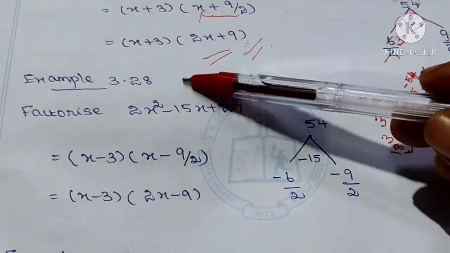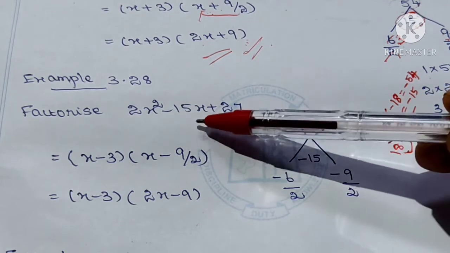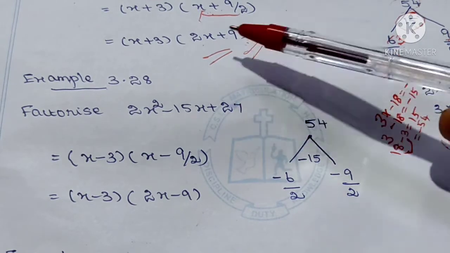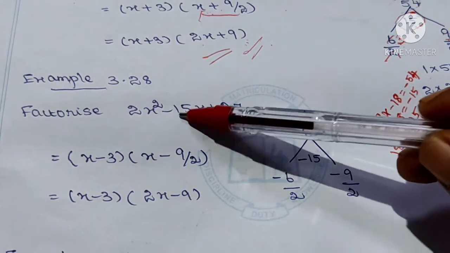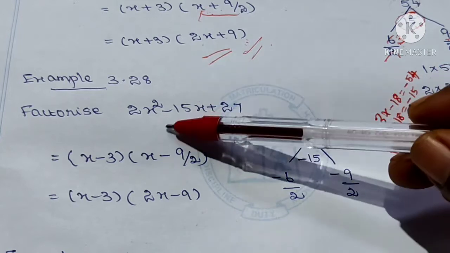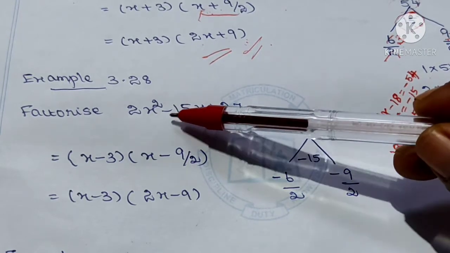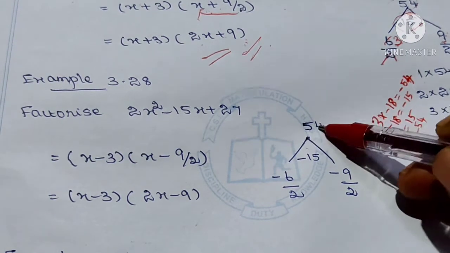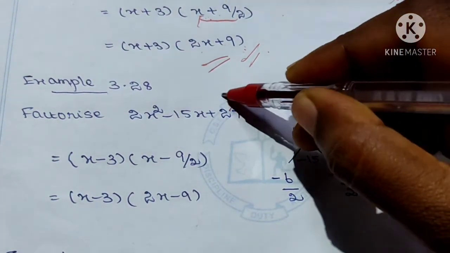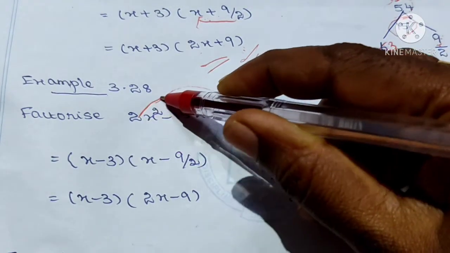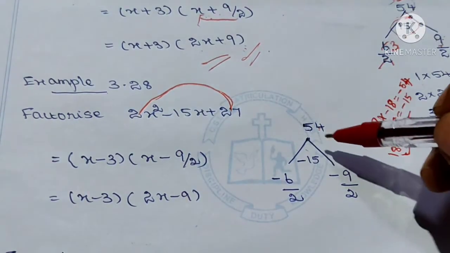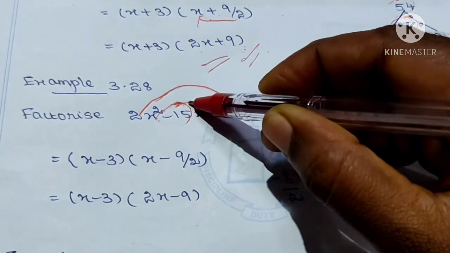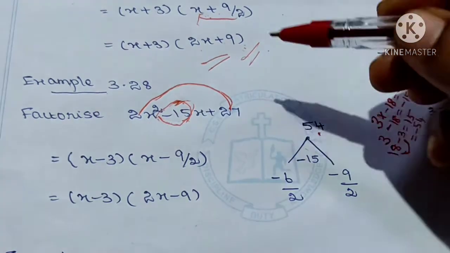Example 3.28. Factorize 2x square minus 15x plus 27. It is the previous sum method, but only the signs are different. In the previous question the plus term is given, but this question has a negative sign. So the product is 54: you multiply the constant and the coefficient of x square, which is 54. And the middle term is the sum value, that is, the coefficient of x is the sum of the terms.